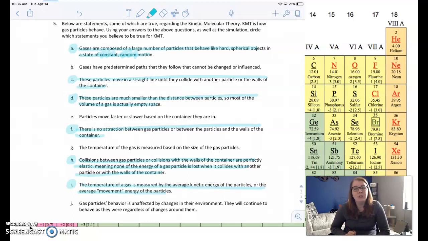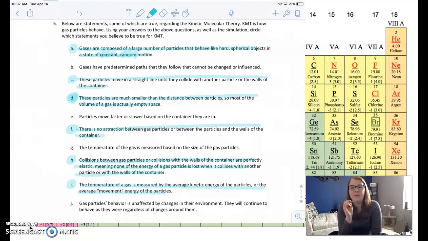D, these particles are much smaller than the distance between particles, so most of the volume of a gas is actually empty space. This is the one thing I'm not a huge fan of with the simulation, is it does not outline letter D very well, simply because it would be really hard to see. And that's kind of the point of models and of simulations, is they are very rarely perfect.